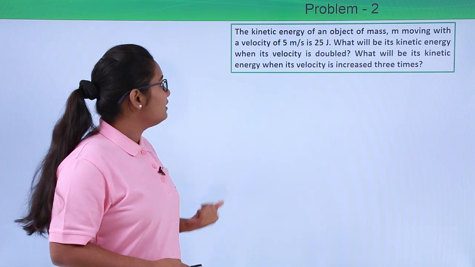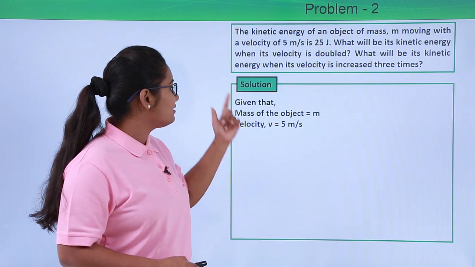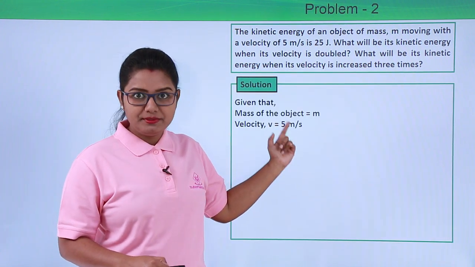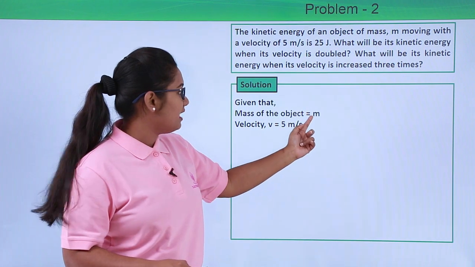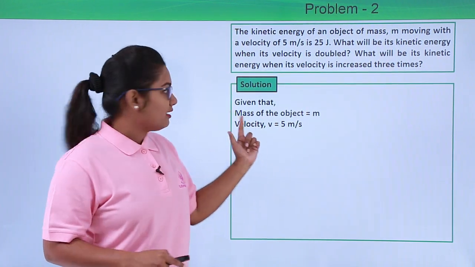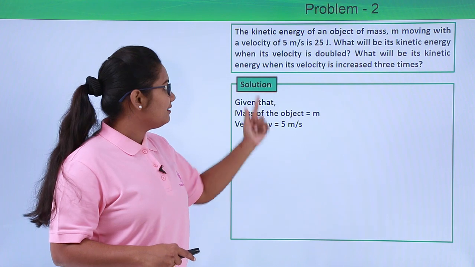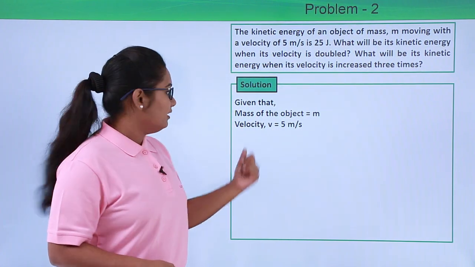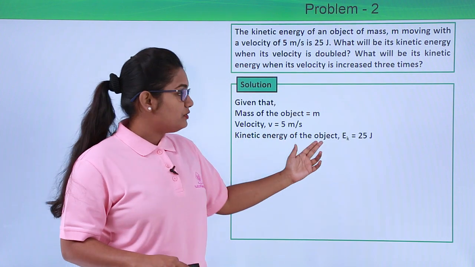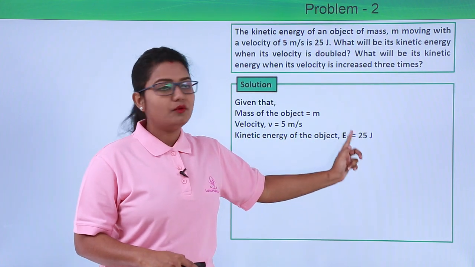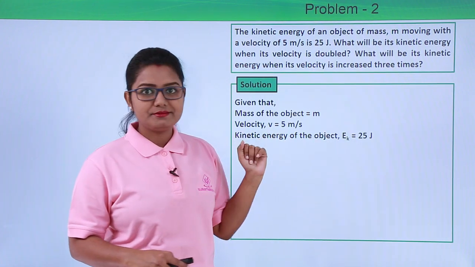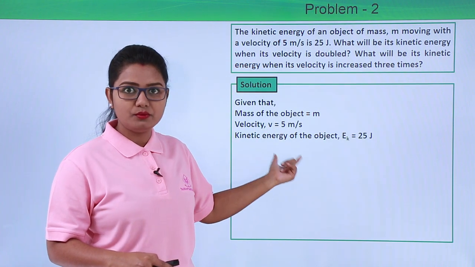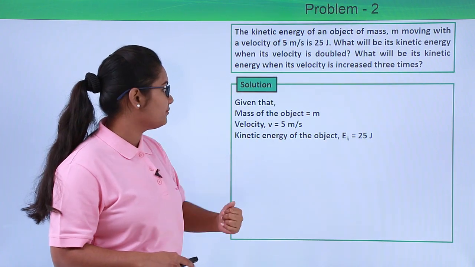So let us first of all list out whatever is given in the question. That is, the mass of the object is given to be m, which is not specified with a certain value. The velocity of the body at that particular instant is given to be 5 meters per second, when the kinetic energy of the object was found to be Ek, which equals 25 joules. So this is what we know from the question about the body.